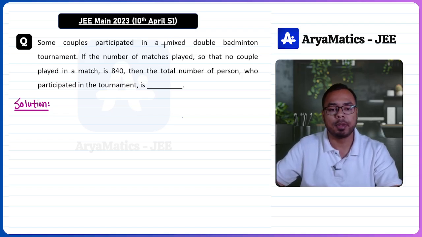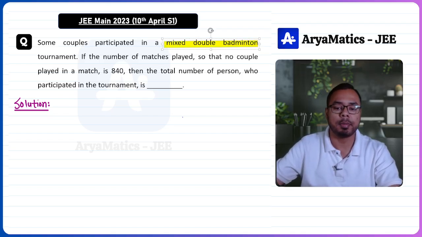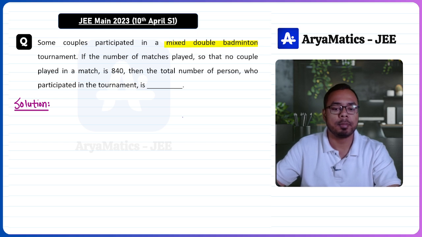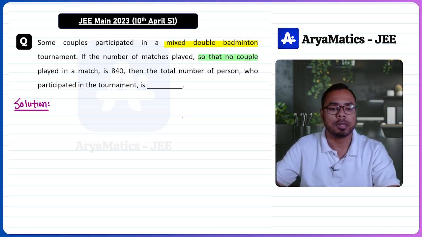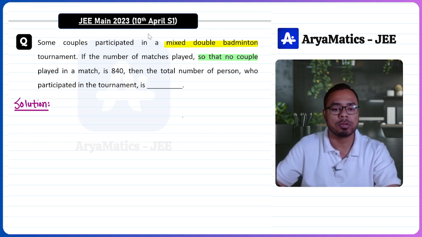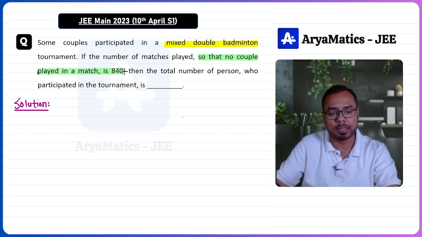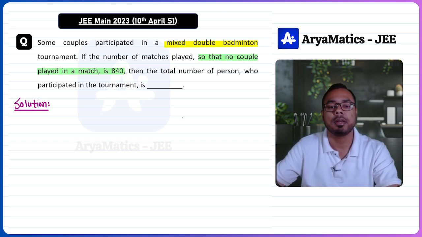Some couples participated in a mixed double badminton tournament. If the number of matches played so that no couple played in a match is 840, then we have to find how many participants were there in that tournament.